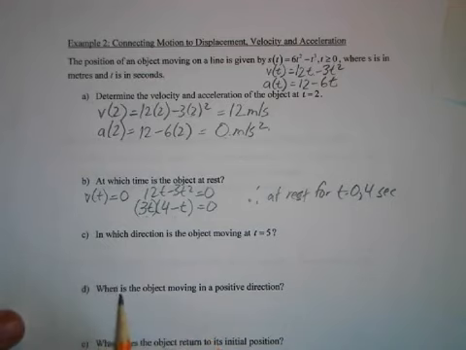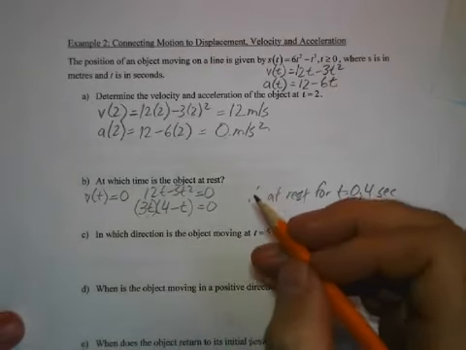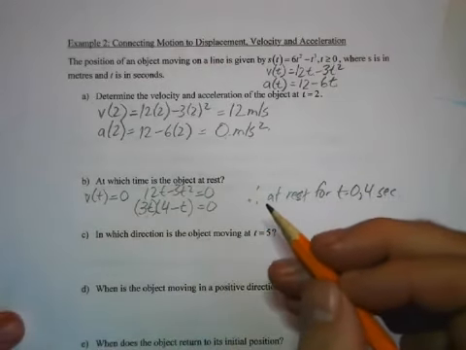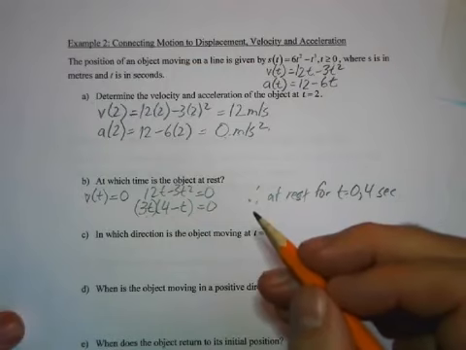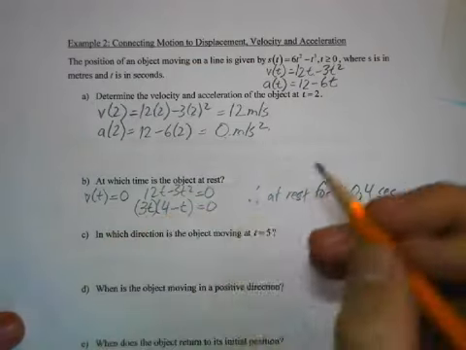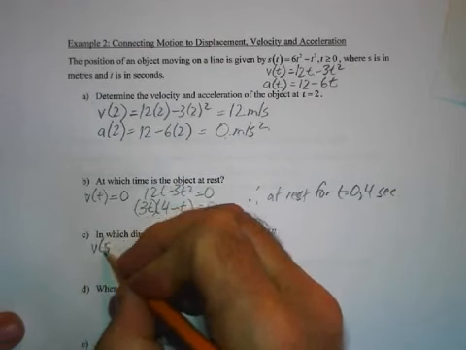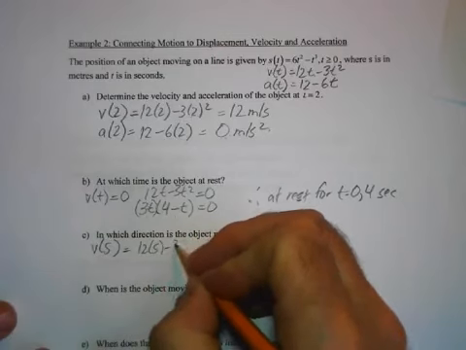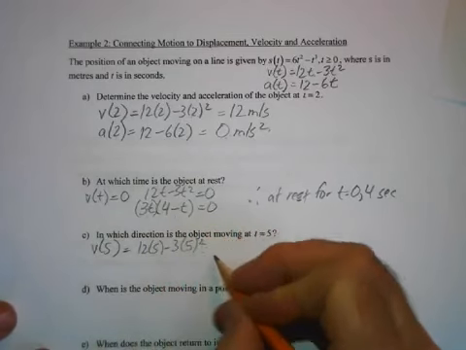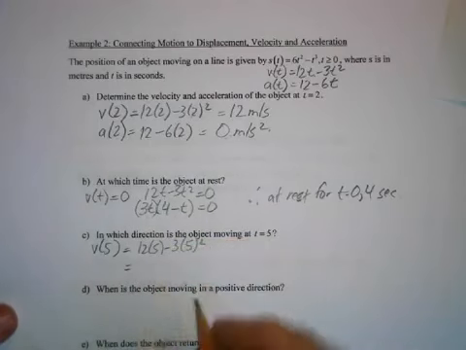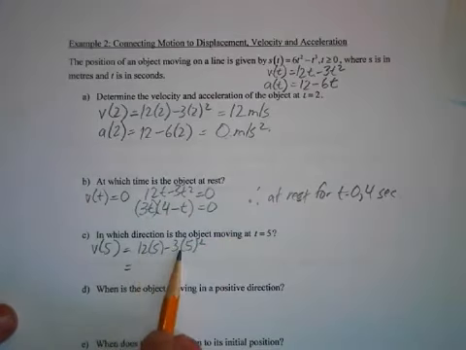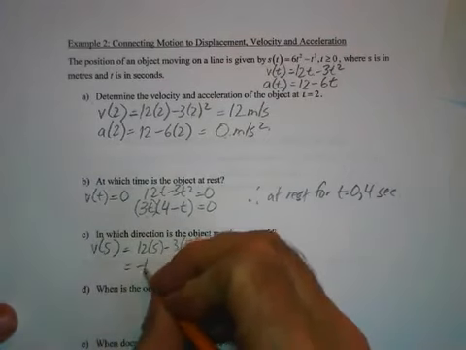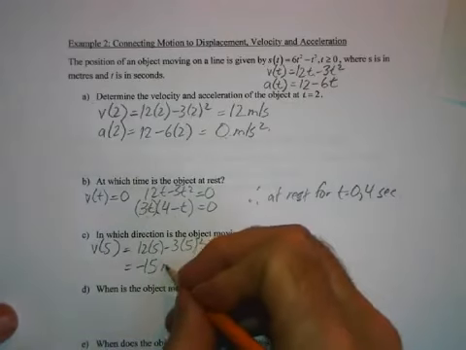Part C, in which direction is the object moving at t equals 5? So we're going to plug this into our velocity. Our velocity tells us is it moving to the right or is it moving to the left based on the sign. Okay, so we're going to find v of 5. That's going to be equal to 12 times 5 minus 3 times 5 squared. That's a 60 minus 75. 60 minus 75 is negative 15. And that would be meters per second.